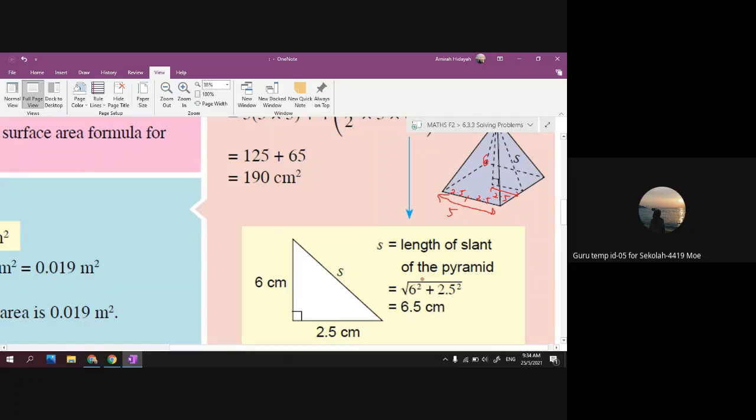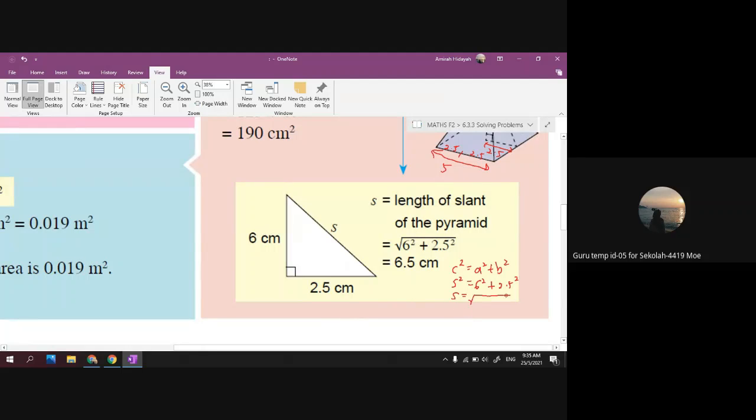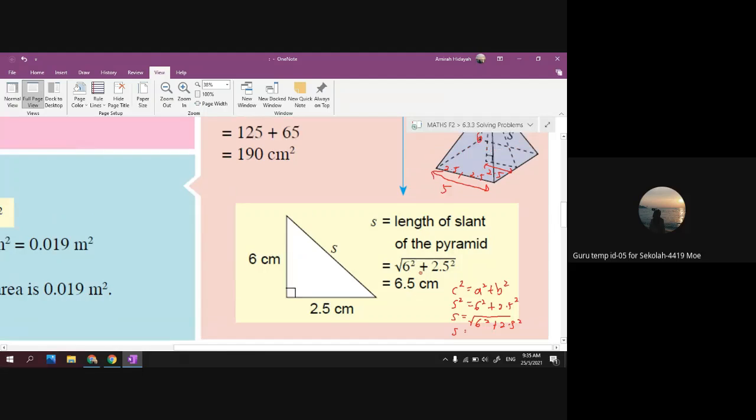So gunalah Pythagoras theorem. So formula for Pythagoras theorem adalah C square equal A square plus B square, right? So C dia adalah S. And then A dengan B ni tak kisah, 6 boleh, 2.5 pun boleh, so mana-mana. So kita ambil A ni adalah 6 plus 2.5. So find S, square root of 6 square plus 2.5 square. Then you will get S 6.5 cm.